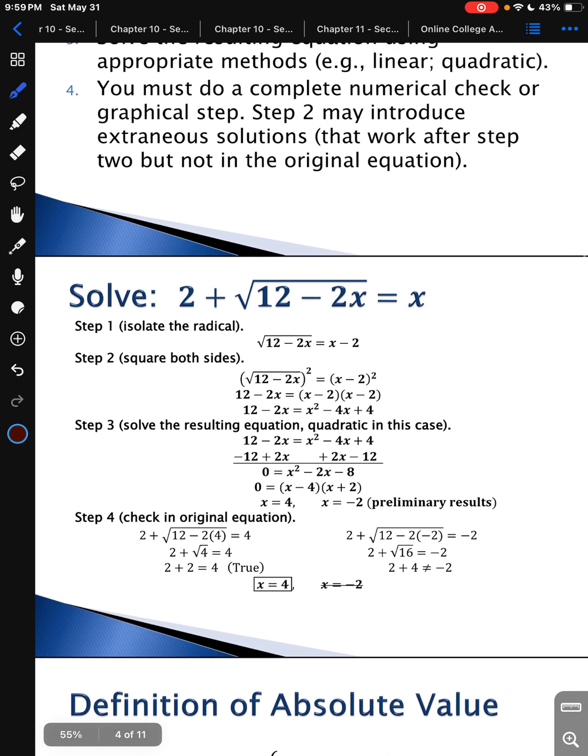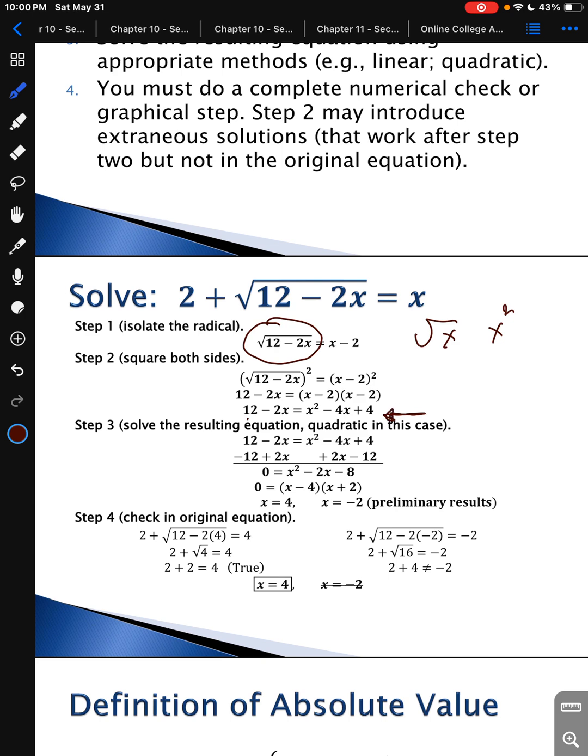So here's an example. Let's take a look at this example. The first step is to isolate your radical. So they isolated the square root on the left side. Now you have a square root. The inverse of a square root is a square, so we're going to square both sides. Notice what that does. That essentially removes the radical symbol. And if you have the quantity x minus 2 squared, you multiply that out and you get 12 minus 2x equals x squared minus 4x plus 4.